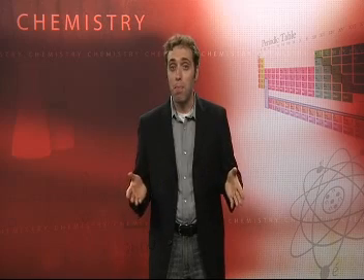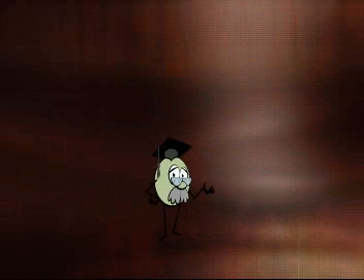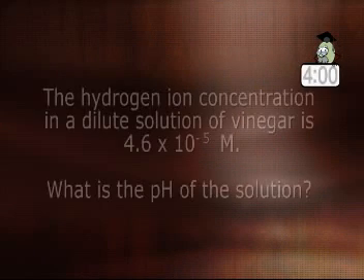Students, now we have gone through one example together. You are ready to try an activity on your own. The hydrogen ion concentration in a dilute solution of vinegar is 4.6 times 10 to the power of -5 M. What is the pH of the solution? Students, let's get ready. Begin.